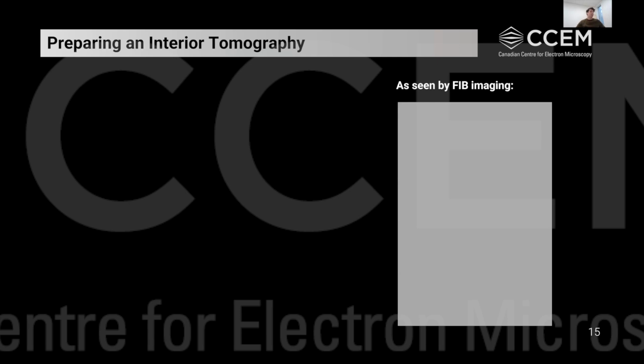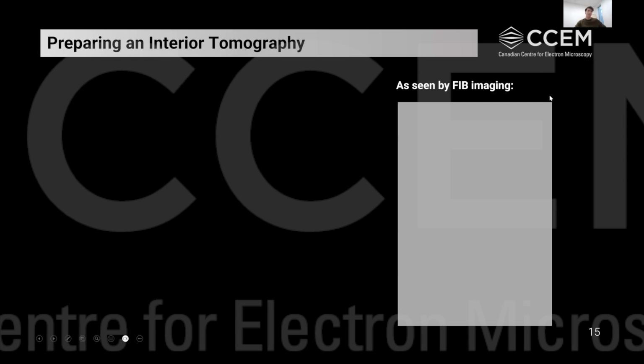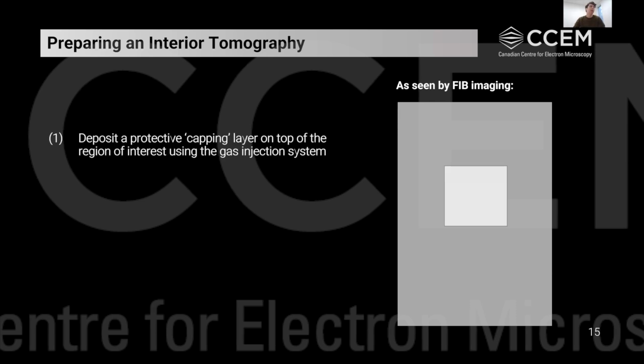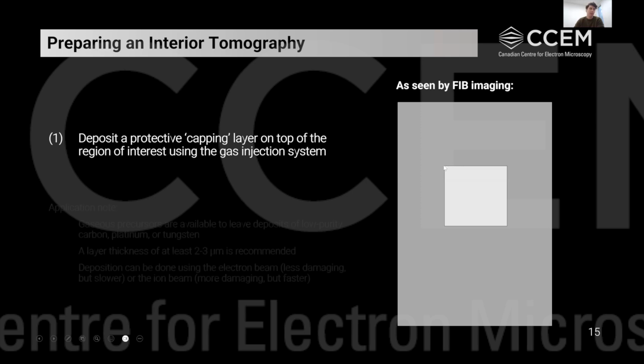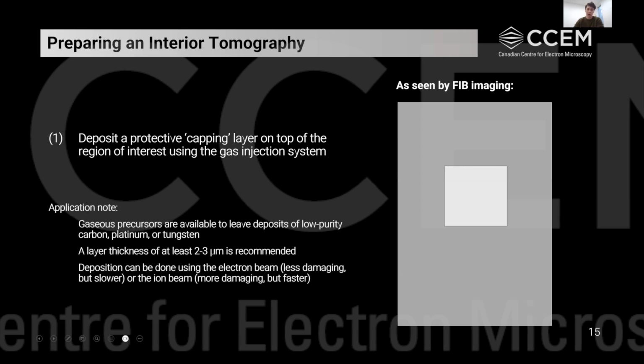So how do we set up one of these interior tomographies, if that's what we want to do? So over here is a schematic that's going to be developing, that's going to show what we can see in the FIB view, what we can see with FIB imaging. So the first step in preparing an interior tomography is to deposit this protective capping layer over top of your region of interest using the gas injection system and either the electron beam or the ion beam.